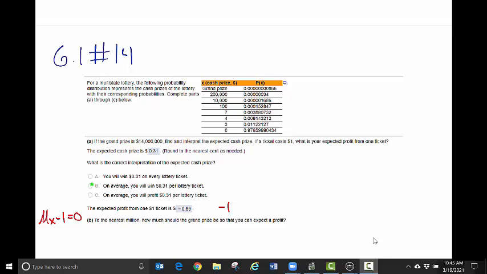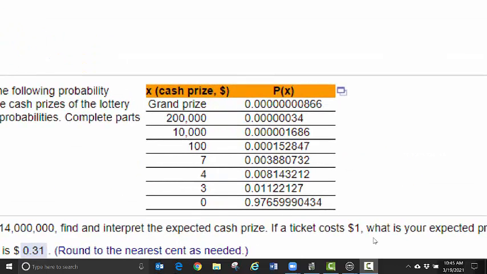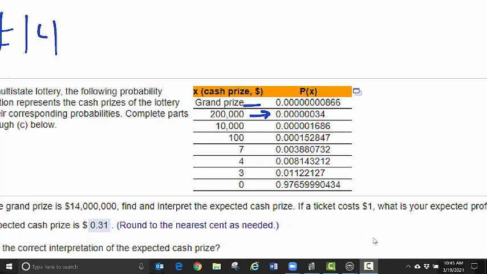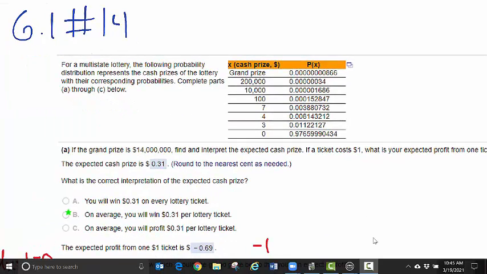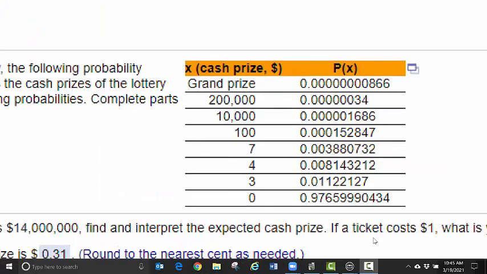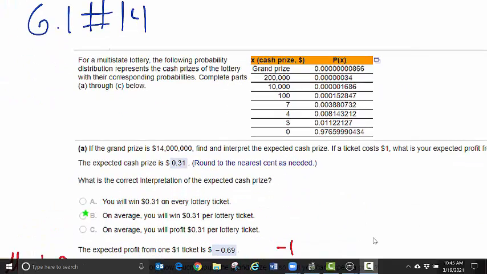Here you have this probability distribution, where if you win a grand prize in a lottery, the probability of it happening is this, or if you win 200K, it's something, etc. It wants you to complete parts A through C. It says if the grand prize is 14 million, find and interpret the expected cash prize.